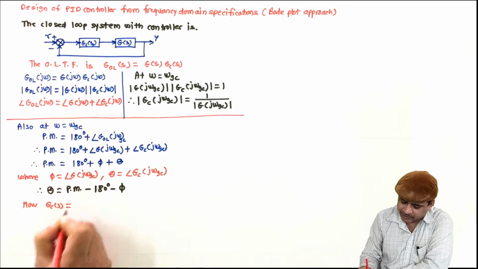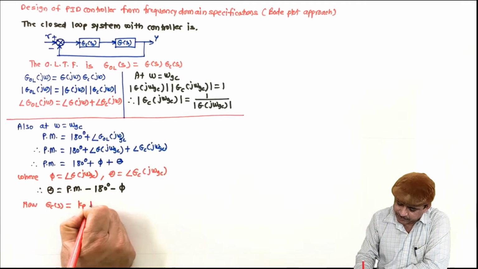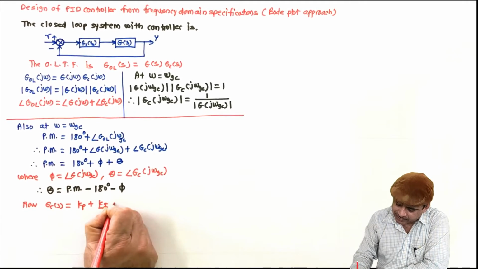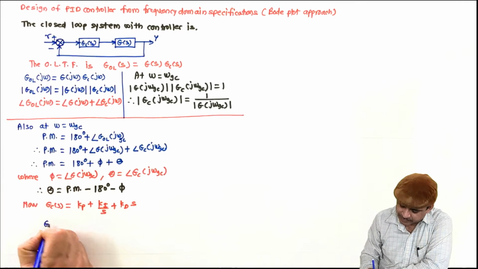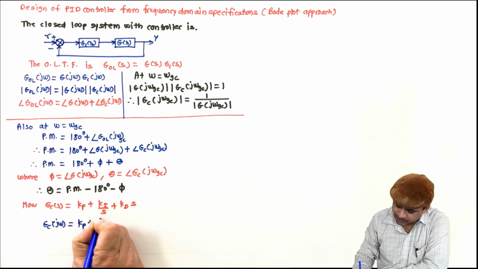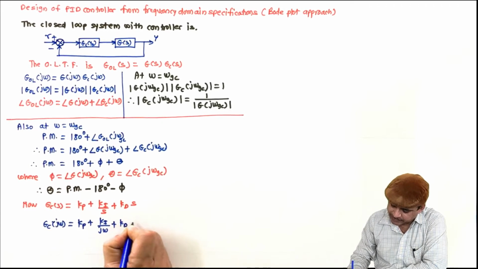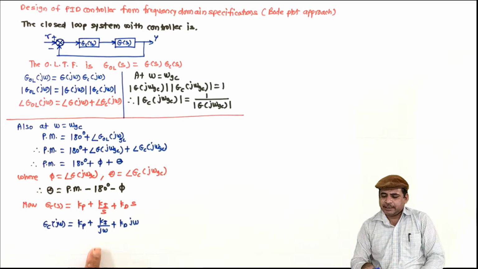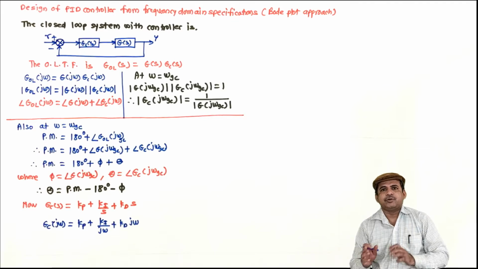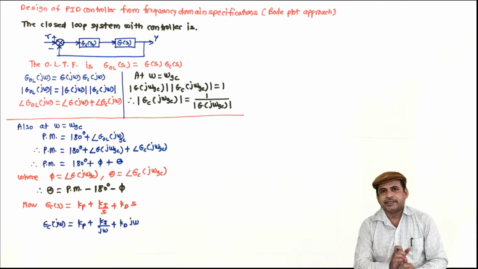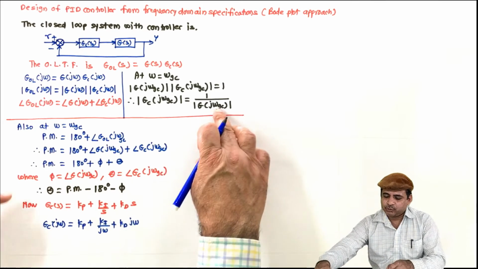Gc of s for the PID controller is Kp plus Ki by s plus Kd s, and then Gc of j omega will be equal to Kp plus Ki by j omega plus Kd j omega. And then here, if we want to find out the magnitude, we have to separate out the real and imaginary parts and form the equations to get magnitude and phase. Then we will get the two equations.